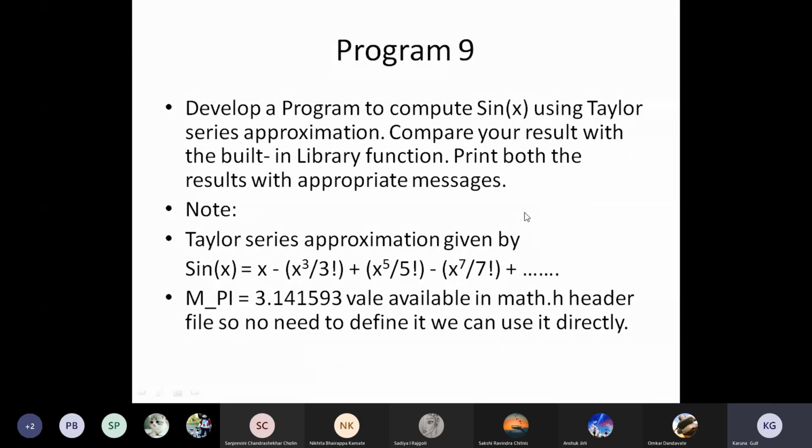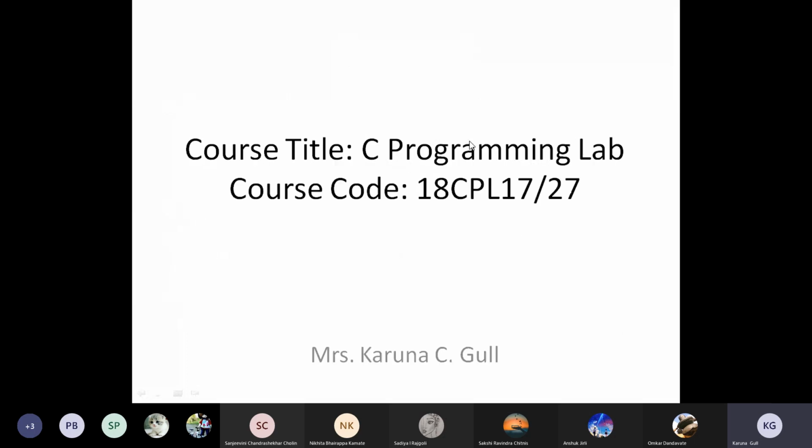Can you see the slide movement, students? Hello? Yes, ma'am.